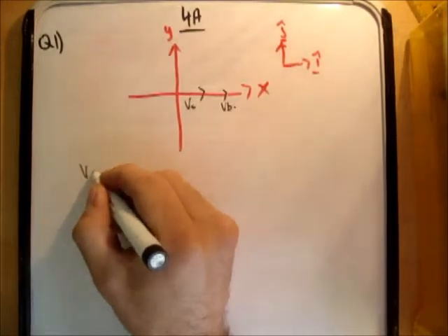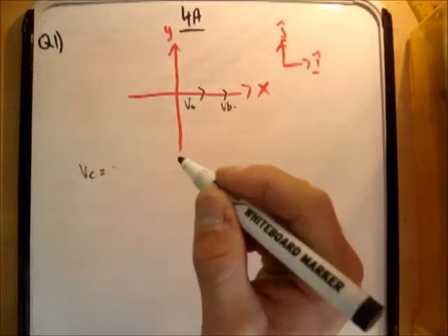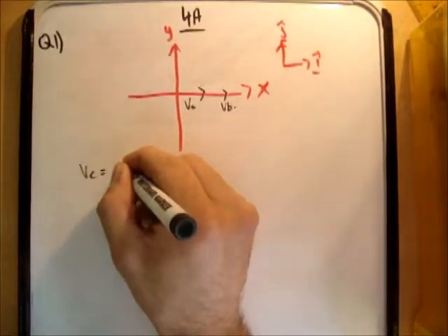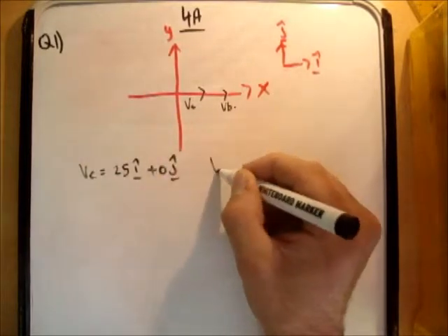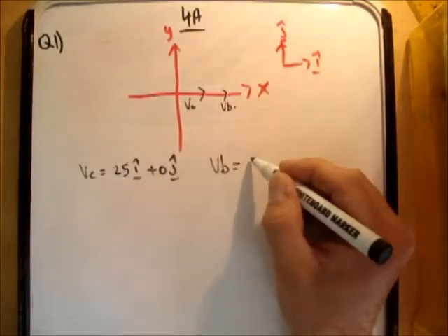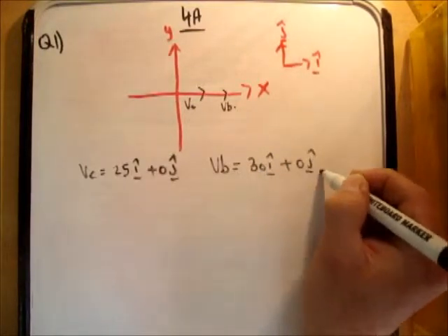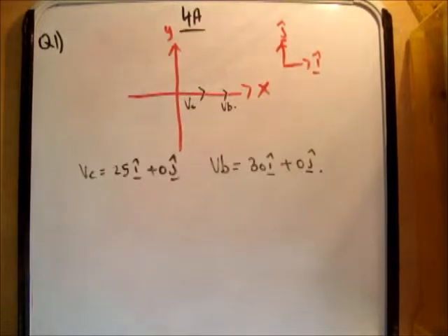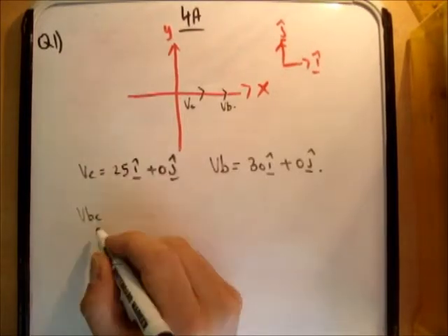So V car is equal to 25 I hat plus 0 J hat, and V bus is equal to 30 I hat plus 0 J hat. And we're asked to find the velocity of the bus relative to the car. So the car is the one that is the frame of reference, that is the one who imagines he's stationary. So V bus relative to car is written like this.